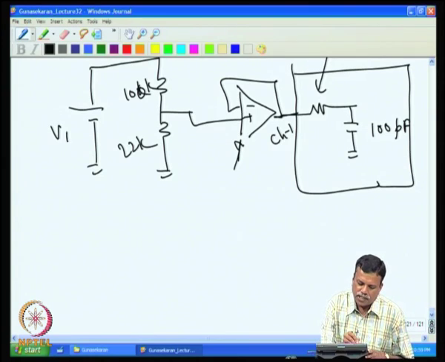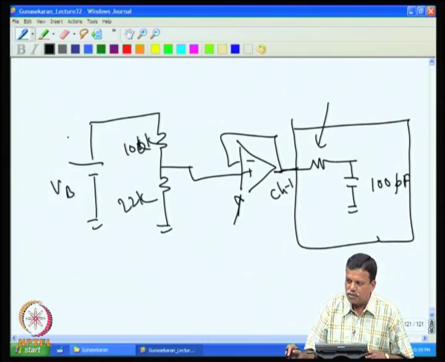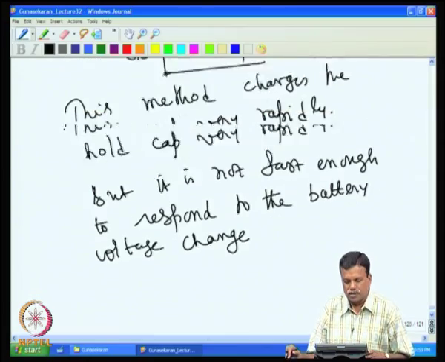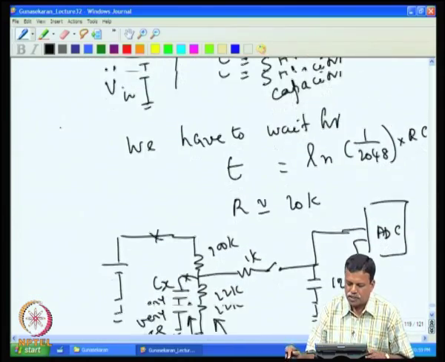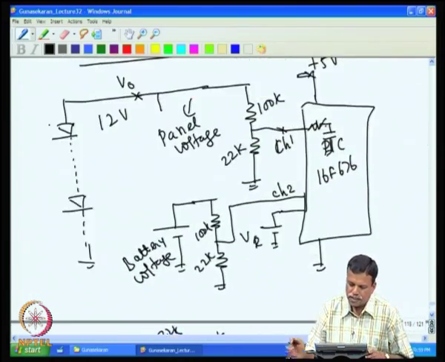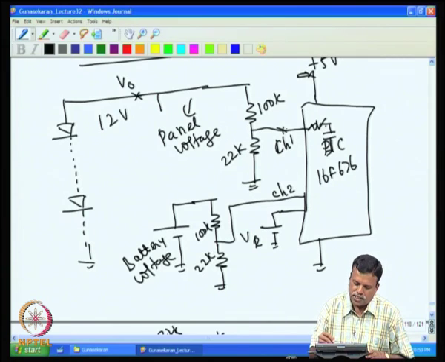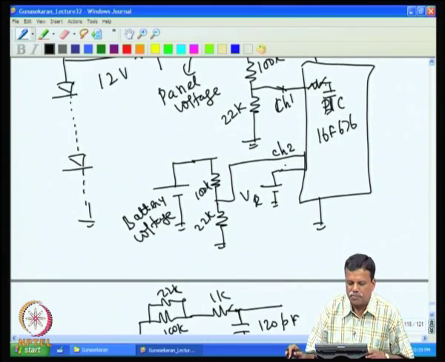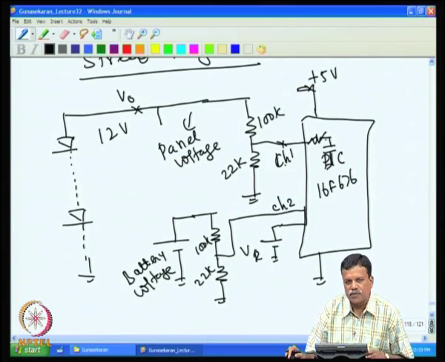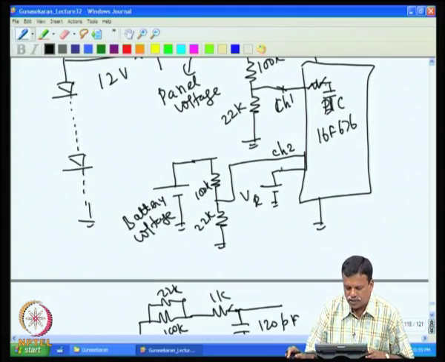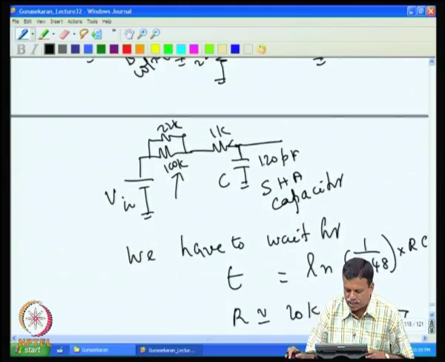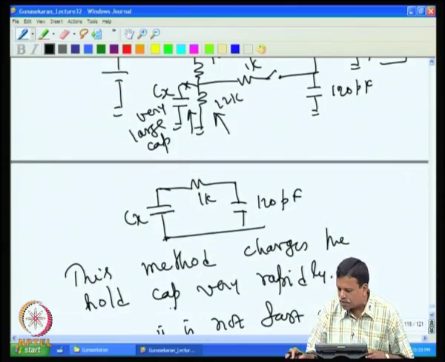So, this is V battery voltage. For example, in this case, one can measure these voltages, the battery voltage and the panel voltage, and do the conversion very rapidly. In this case, the conversion has to be very rapid. Unless conversion is very rapid, we will get into problems, because, for example, when we are charging the battery, we use this kind of circuit.